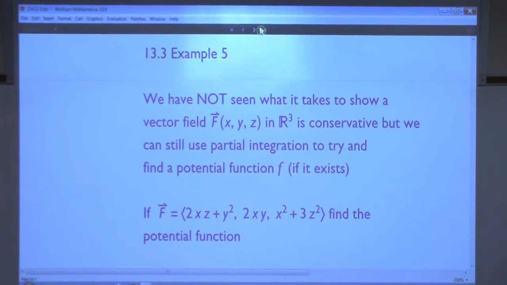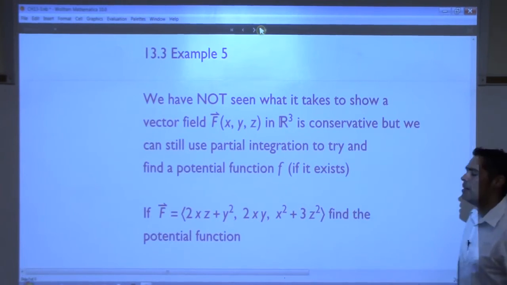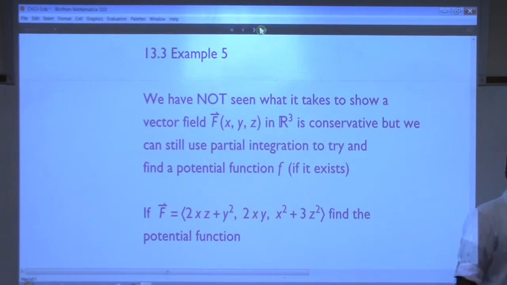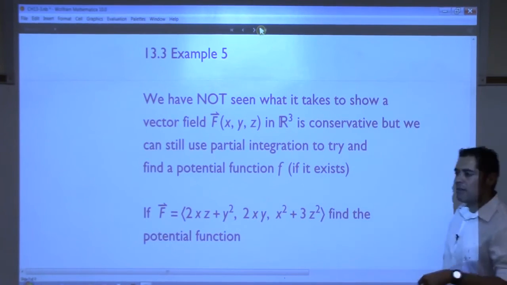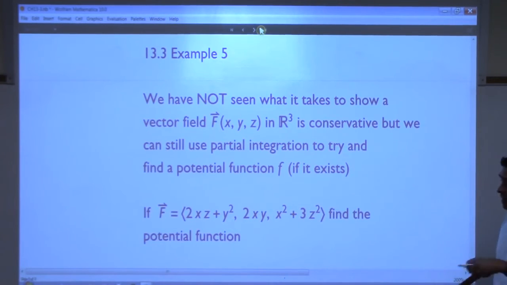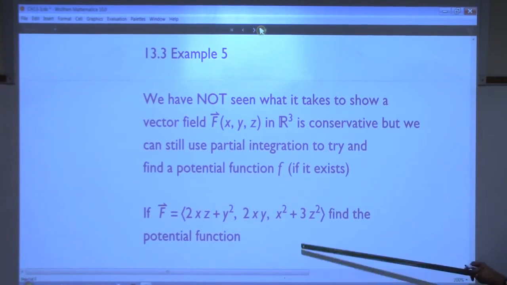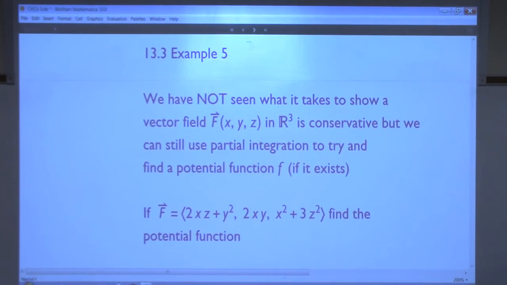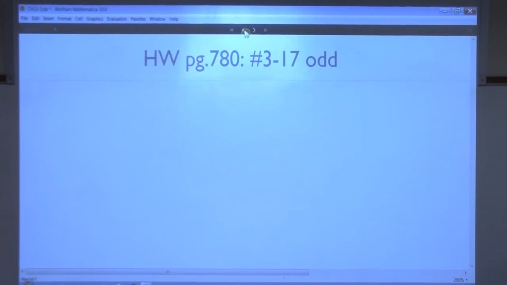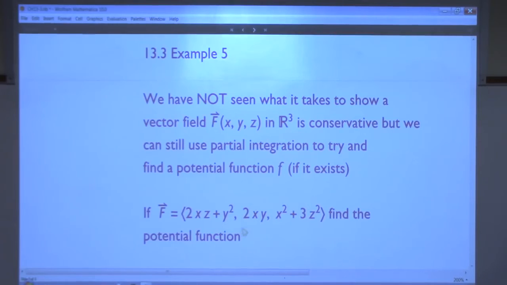Okay, what we have not seen is how we would determine if a three-dimensional vector field is conservative. And I said, stand by, we will do that. But if it is, we still have a way of getting its potential function. So I'm going to tell you right now, this is a conservative vector field. I'm going to tell you that. And what I'd like for us to do is go ahead and find its potential function. Let's go ahead and do it.